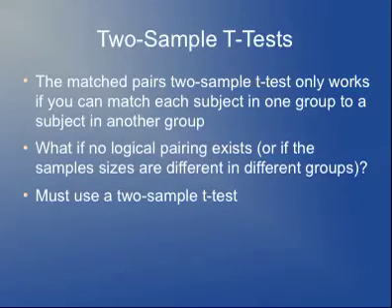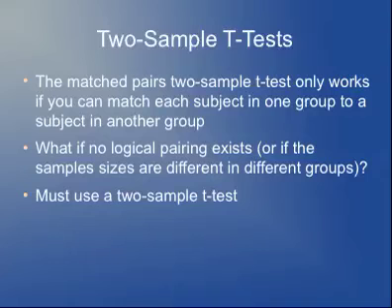The general two-sample t-test can, as its name implies, be used in a more general case. The matched pairs two-sample t-test only works if you can match each subject in the first group to a corresponding subject in the second group. If no logical pairings exist, or if the sample sizes are different, then you need a two-sample t-test.